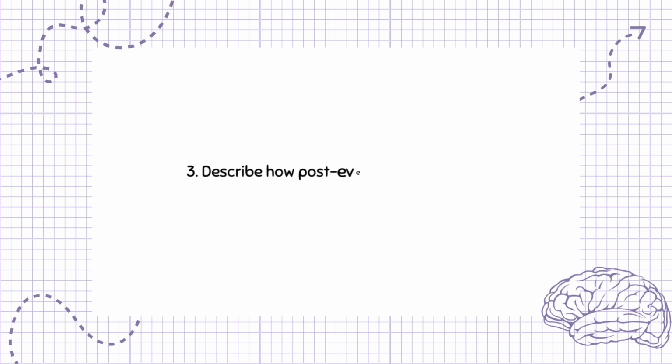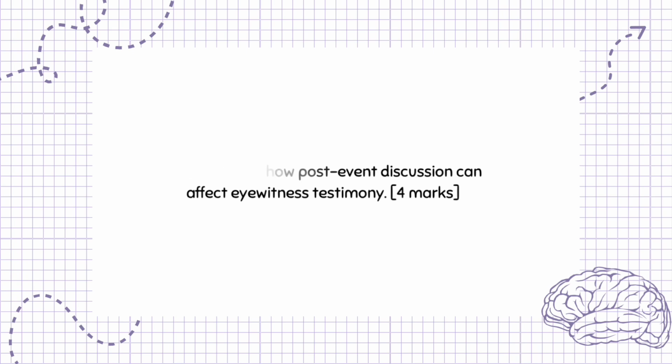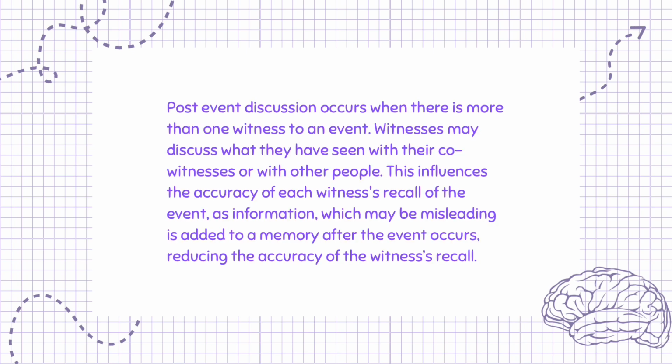Question 3. Describe how post-event discussion can affect eyewitness testimony. 4 marks. Post-event discussion occurs when there is more than one witness to an event. Witnesses may discuss what they have seen with their co-witnesses or with other people. This influences the accuracy of each witness's recall of the event, as information, which may be misleading, is added to a memory after the event occurs, reducing the accuracy of the witness's recall.